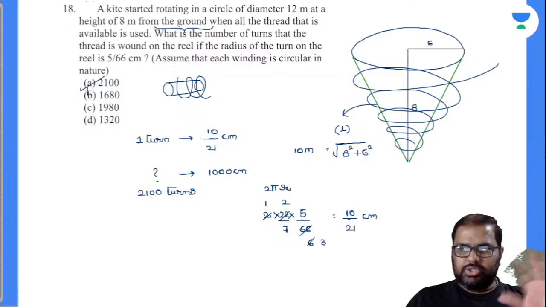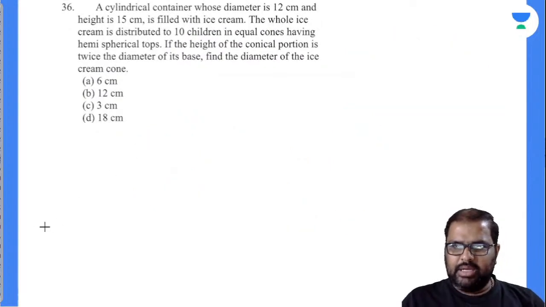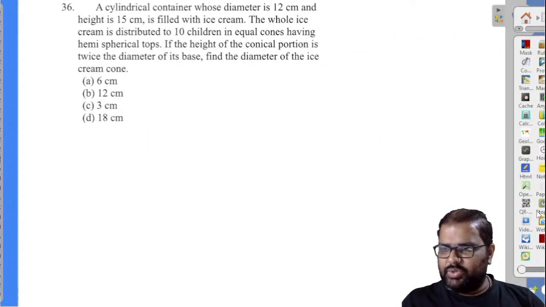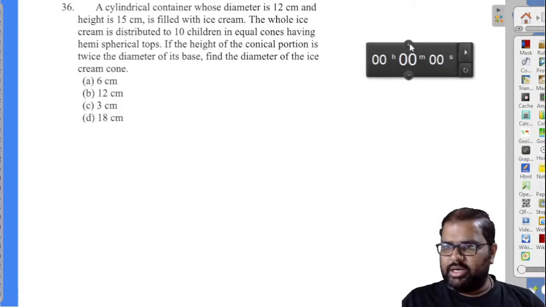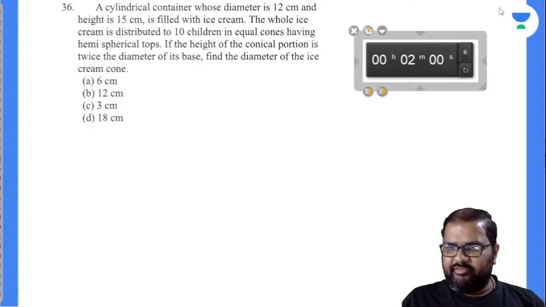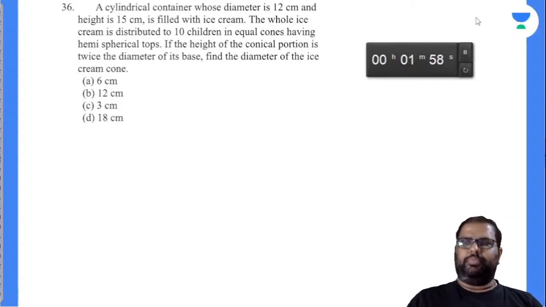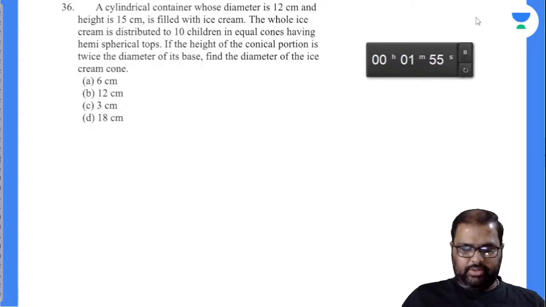So we have a similar type of question. Let's see, right? This is an ice cream cone. You have to serve this ice cream to children and you are asked to find out the diameter of the ice cream cone. Let's see how many can find out this.